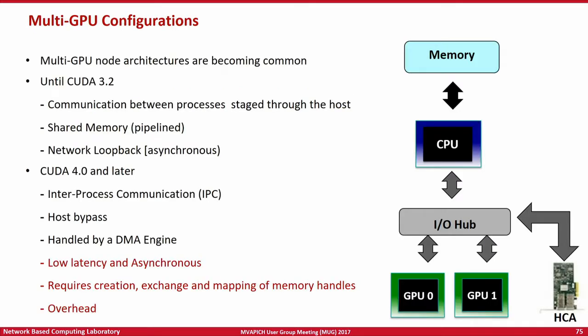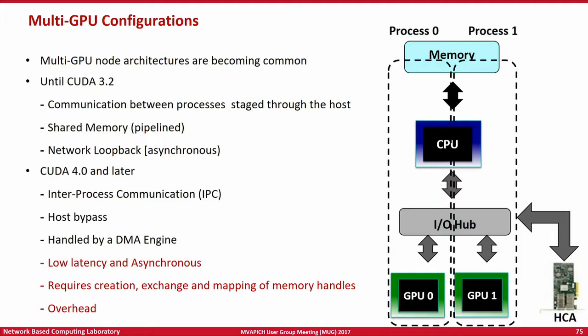Now this is handled by a DMA engine. It bypasses the host, has low latency, and is asynchronous. However, it requires creation and mapping of memory handles. Just like a rendezvous transfer, you need to know where you are transferring the data to on the remote side, so there is some additional overhead here. So we have advanced designs in MVAPICH2-GDR to ensure that we get the best performance for device-to-device transfers using CUDA IPC for small or large messages.